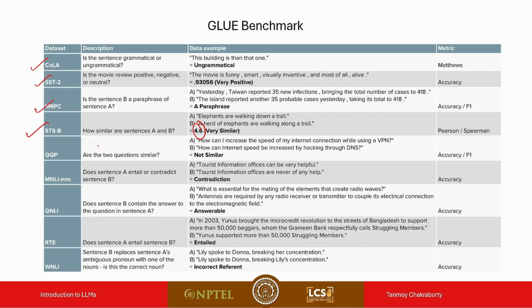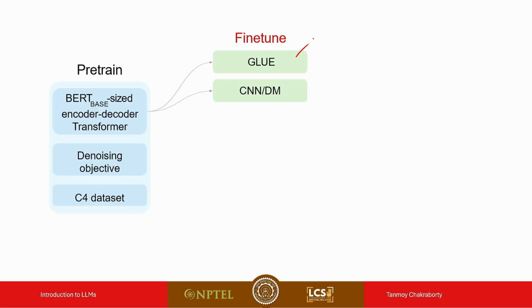QNLI is a typical question answering benchmark. RTE is whether A entails B or not, and WNLI is where sentence B replaces sentence A's ambiguous pronoun with one of the nouns. Is this the correct noun or not? These are all typical NLP tasks that were there when the GLUE benchmark was released. And GLUE is actually a very standard benchmark even to date. So they tried it with GLUE.